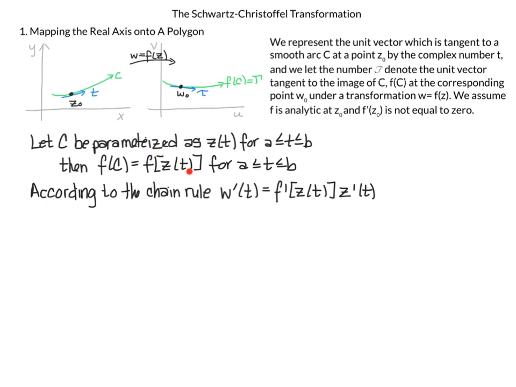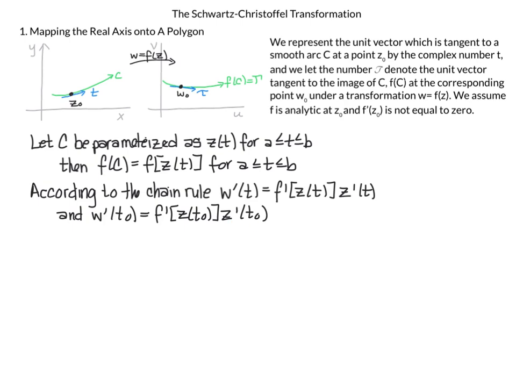Now when we take the derivative of f of z of t with respect to t, we need to use the chain rule. So we're going to have w prime of t is equal to f prime of z of t times the derivative of what's inside, z prime of t. Which means that w prime at t naught is going to equal f prime of z at t naught times z prime at t naught.